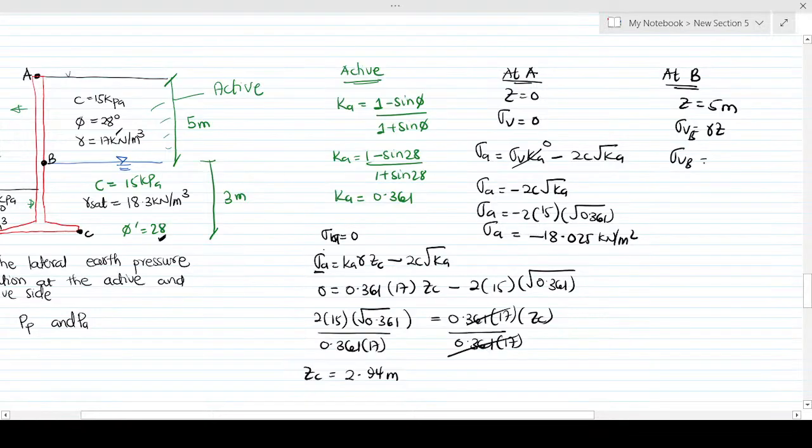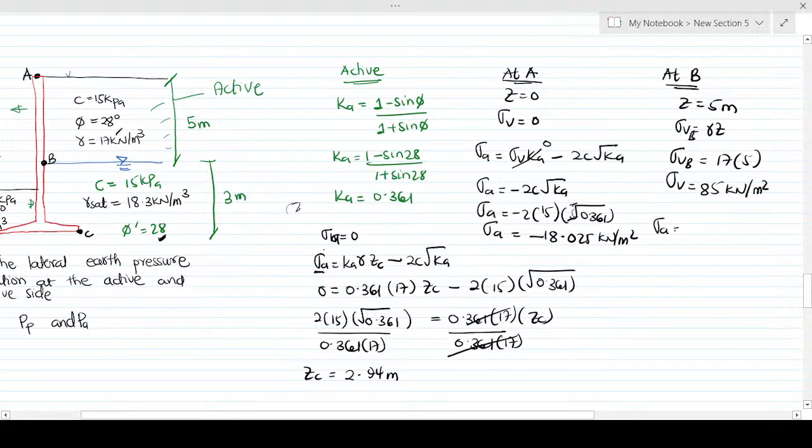My vertical stress is gamma times Z, where Z is 5. So my vertical stress is going to give me what? 17 by 5 is... Let me use my calculator. So 17 by 5, and that's 85 kilonewton per meter square.